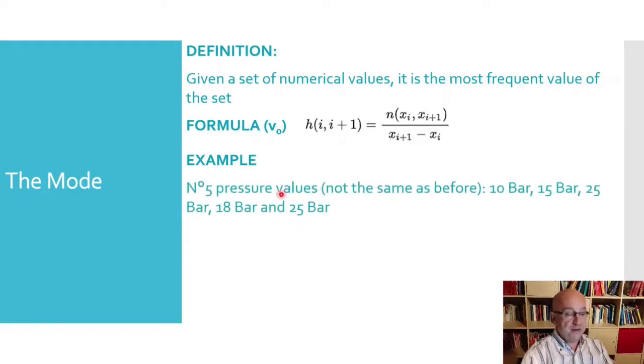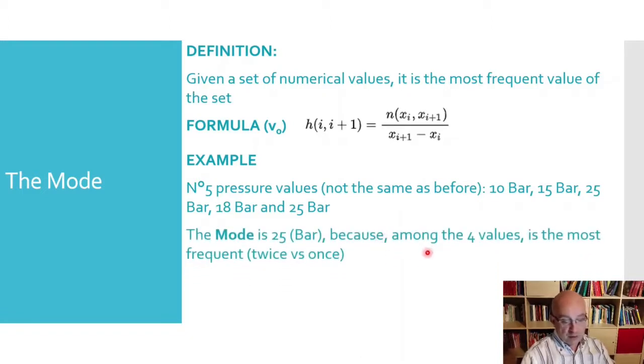And if I have 5 pressure values, not the same as before, I have changed the value 22 with another 25, so that I have values 10, 15, 25, 25, and 18, but only the 25 presents twice. It has the highest frequency, while all of the other 3 terms, 10, 15, and 18, present only once. So what is the mode? The mode is 25, because among the values it is the most frequent value, so twice versus once.